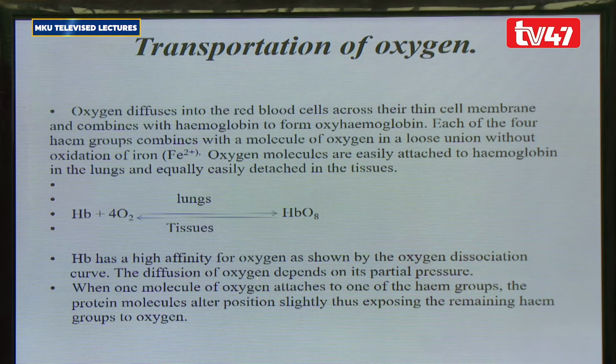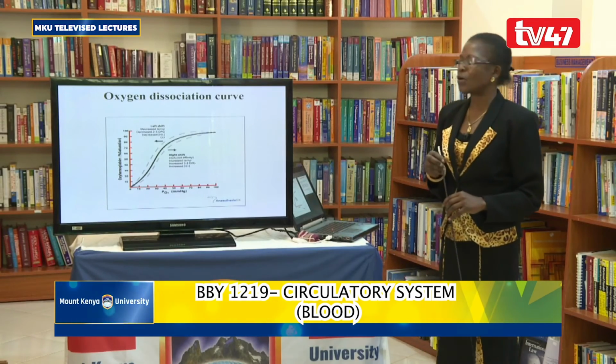Now, hemoglobin has a high affinity for oxygen, which is normally shown by the oxygen dissociation curve. The reason for this is that when one oxygen molecule attaches to one heme group, it causes the protein molecules in the hemoglobin to alter their positions, making it easier for the rest of the oxygen molecules to attach. So for that reason, we say hemoglobin has a high affinity for oxygen.